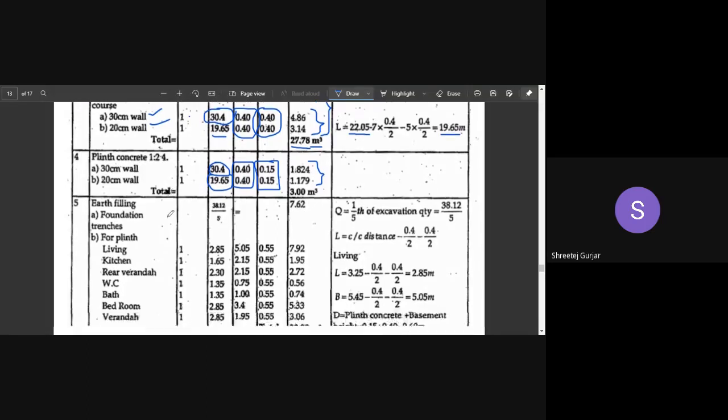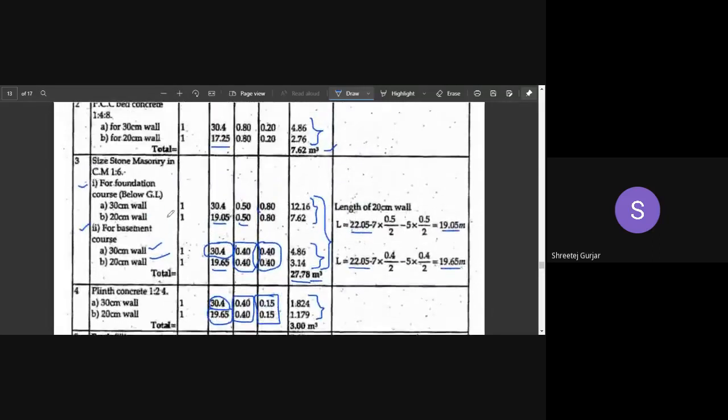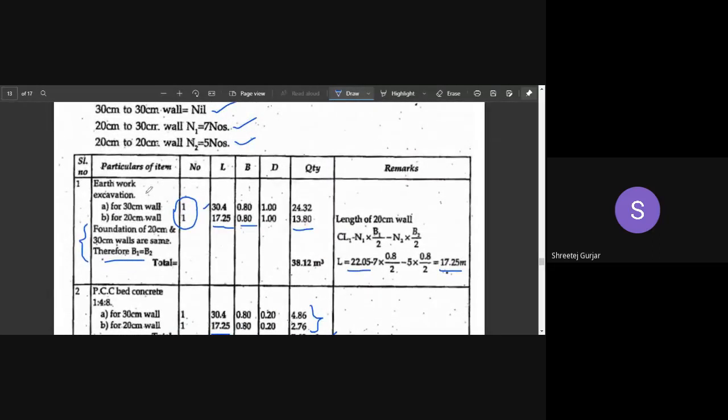Next, we have done our quantities calculation in earthwork in excavation. The first thing that we did was the calculation of earthwork in excavation. So how much excavation work is required, what is the volume of earthwork excavation required, we have calculated, that is 38.12 meter cube. 38.12 meter cube is the volume of soil that we need to remove. So that is the earthwork in excavation.